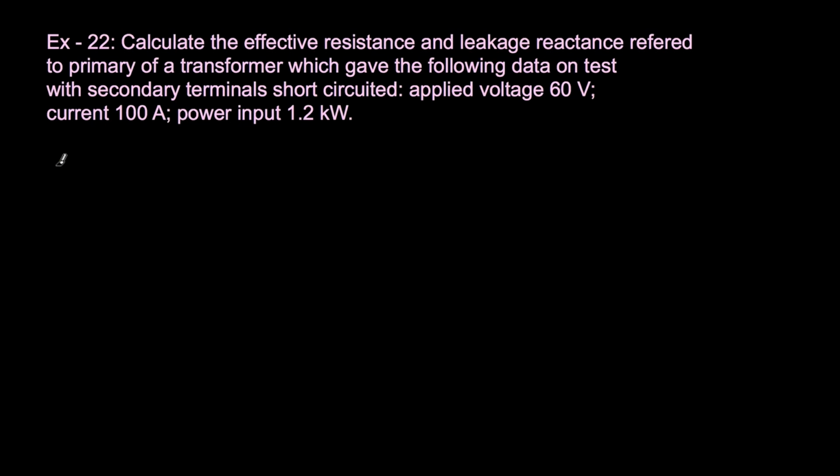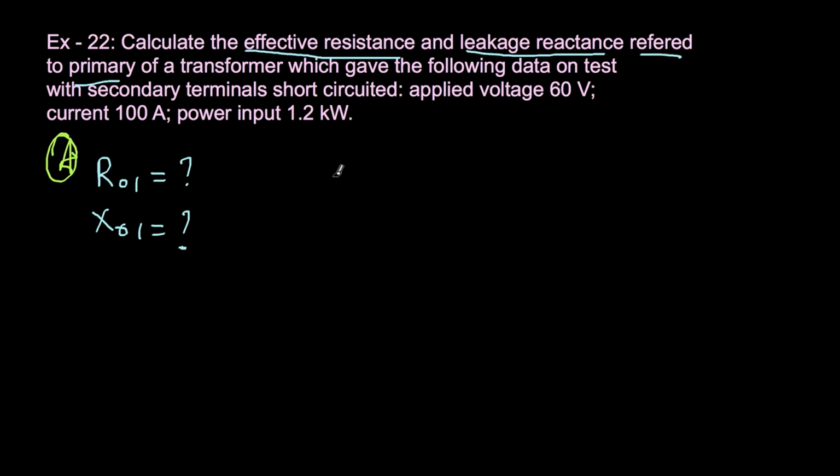So what's given in the question? Calculate the effective resistance and leakage reactance referred to the primary of the transformer. That means calculate R01 and X01. So these are the quantities asked. The transformer gave the following data on test with secondary terminals short circuited.